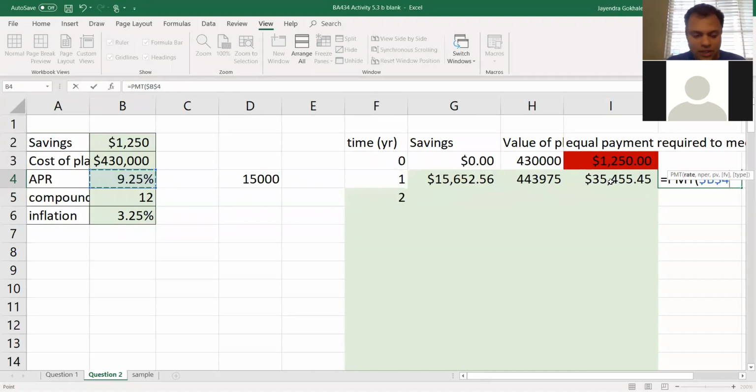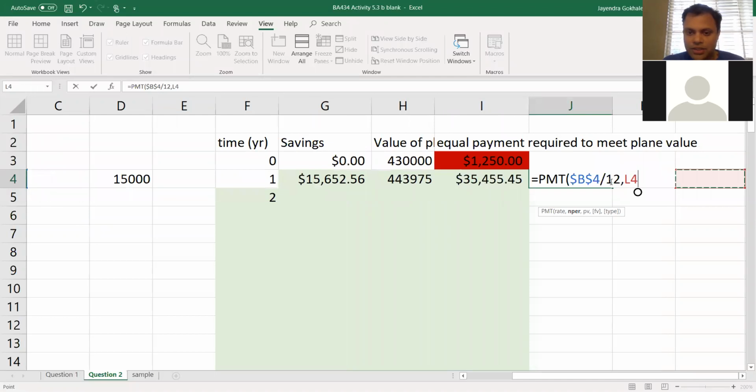9.25%. Fix that. Divide by 12 because there are 12 payments per year. Then the next is number of periods. Since this is 1 year, I have made 12 payments. So F4, the cell F4, times 12. That's the number of periods.